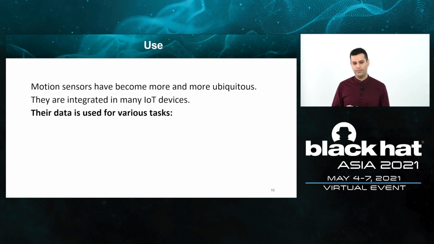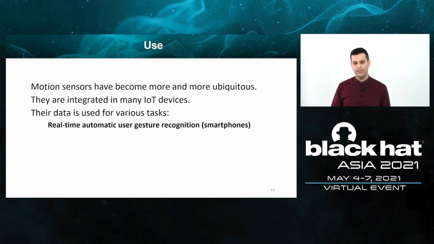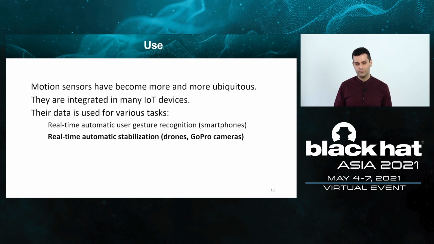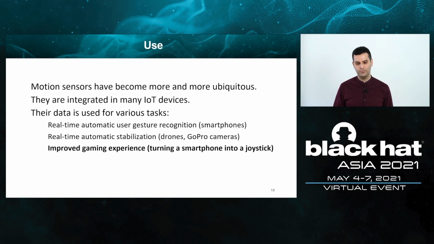Their data is used for various tasks, and this includes real-time automatic user gesture recognition. For example, smartphones detect lifting by analyzing data from motion sensors. Also, real-time automatic stabilization, for example, in GoPro cameras, which are stabilized automatically. This is also done by obtaining and analyzing data from motion sensors.